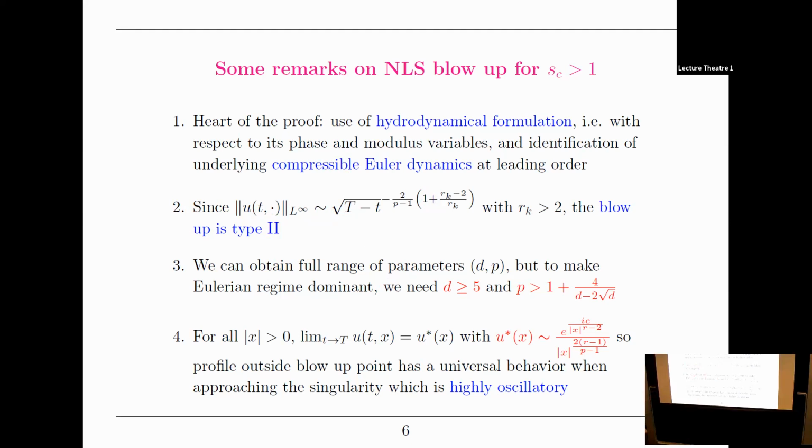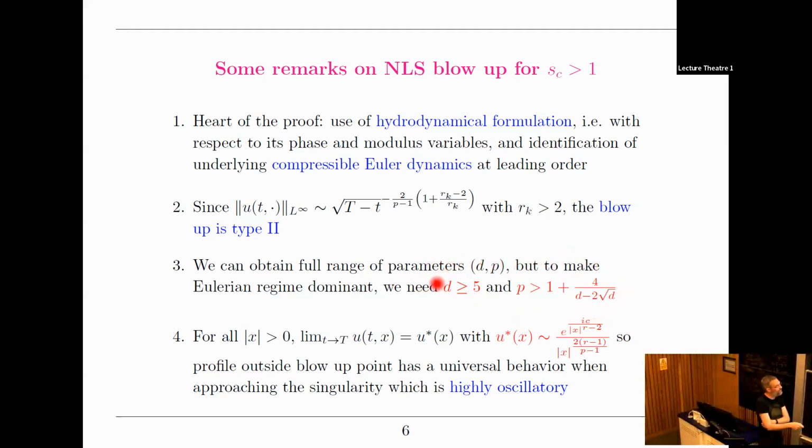Okay, so now let me come back to the range of parameters. As I said, the range that I gave in the previous slides is completely non-sharp. If you are willing to make a bit more effort, this is the optimal range you should get with the methods that I'm presenting here. The optimal range of parameters D and P for which Euler is dominant, which is exactly the range for which we can close the estimates, is D larger or equal to 5 and P strictly larger than 1 plus 4 over D minus 2 square root of D. That's the algebra. If you look at the algebra, that's what you get to make it dominant.